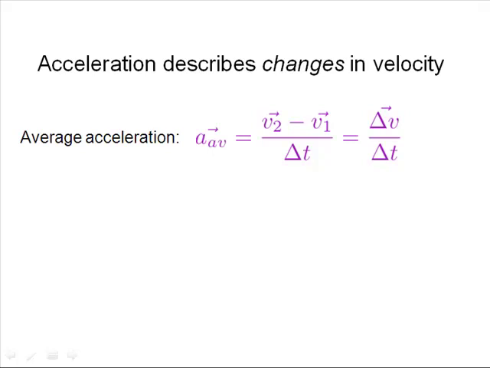Now that we've described average and instantaneous velocity, it's time to start talking about average and instantaneous acceleration. Velocity told us how quickly we changed our position. Acceleration tells us how quickly we change our velocity. So, for example, let's go back and talk for a moment in terms of cars.